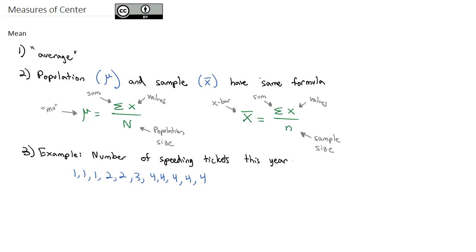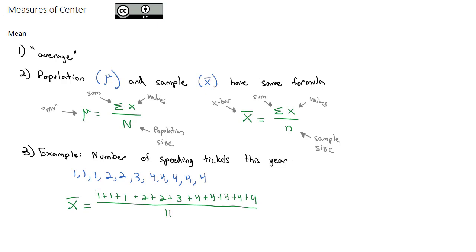Since I didn't interview all the people in the world, just a small group, this is a sample, so I'll use the x bar formula. And to get x bar, we add up the individual values. That's 1 plus 1 plus 1 plus 2 plus 2 plus 3 plus 4 plus 4 plus 4 plus 4 plus 4. And then we divide by the sample size. And if I count these up, there are definitely 11 values. So we divide by 11.